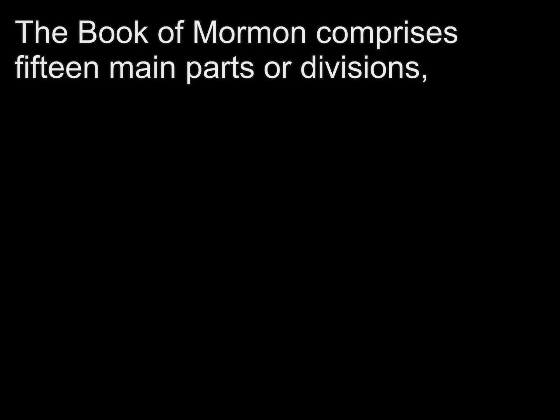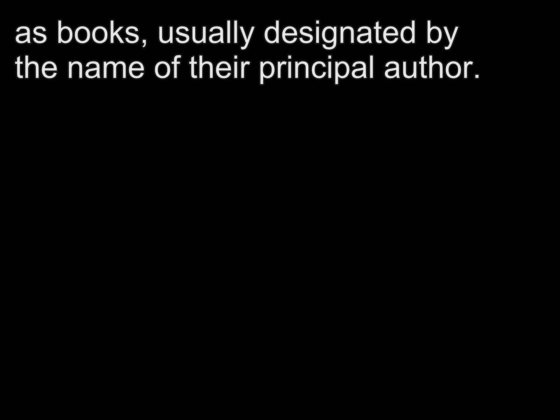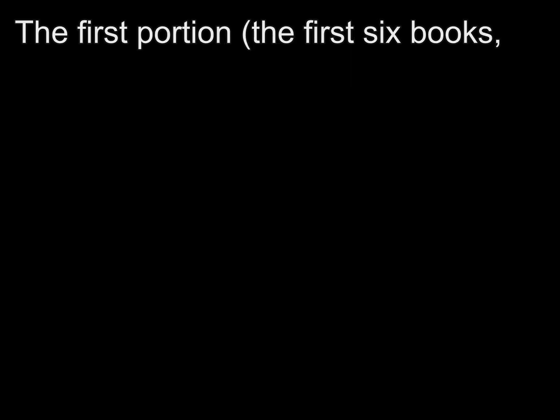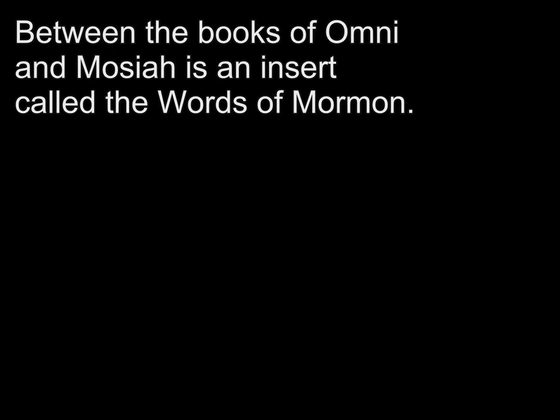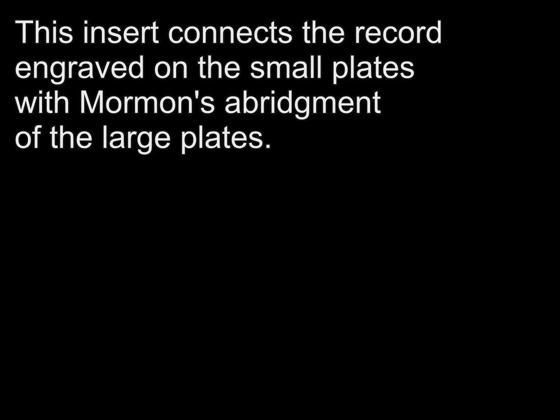The Book of Mormon comprises 15 main parts or divisions, known, with one exception, as books, usually designated by the name of their principal author. The first portion, the first 6 books, ending with Omni, is a translation from the small plates of Nephi. Between the books of Omni and Mosiah is an insert called the Words of Mormon. This insert connects the record engraved on the small plates with Mormon's abridgment of the large plates.